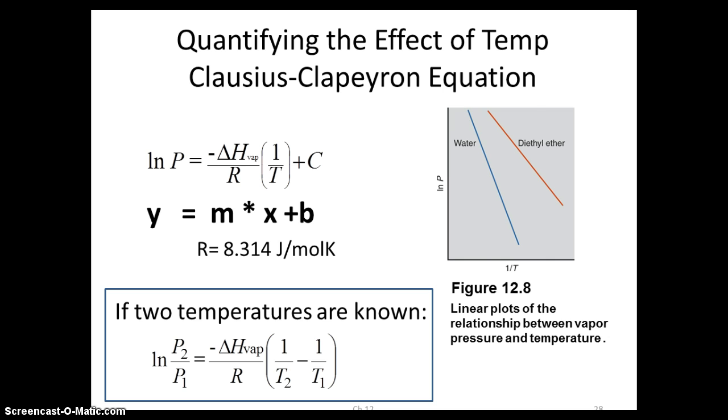So if we know two different temperatures or two different pressures, we can calculate the other one using the Clausius-Clapeyron equation. So here you can see we have P2 over P1, and we have T2 minus T1. So you should be able to recognize this equation and be able to do calculations such as this and this. I think there's one on the homework as well.